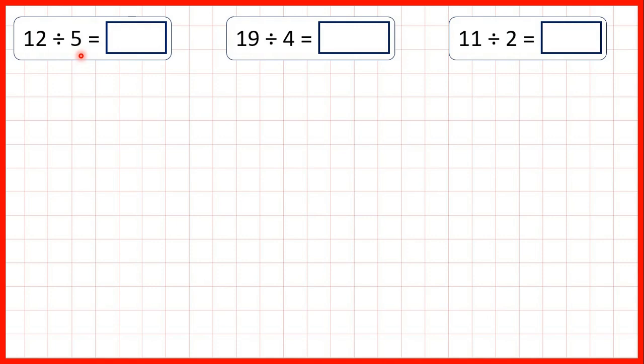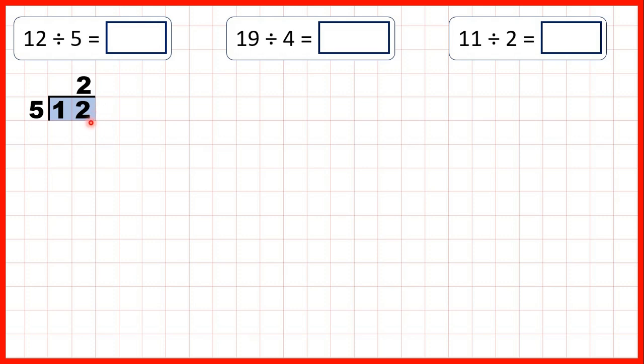Now we need to write remainders as decimals. So first we have 12 divided by 5. We can write that out as a short division, and 12 divided by 5 is 2, remainder 2. So we can write 2 in our answer line, but we don't yet have anywhere to write our remainder to.